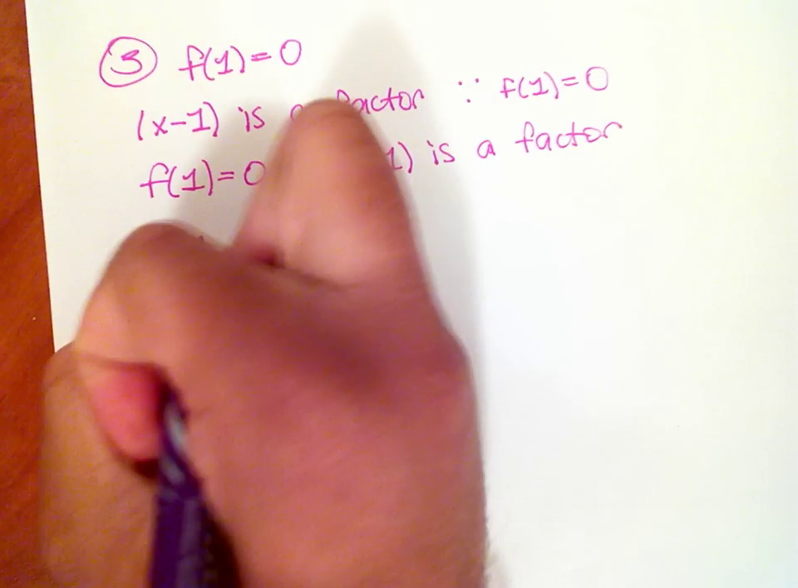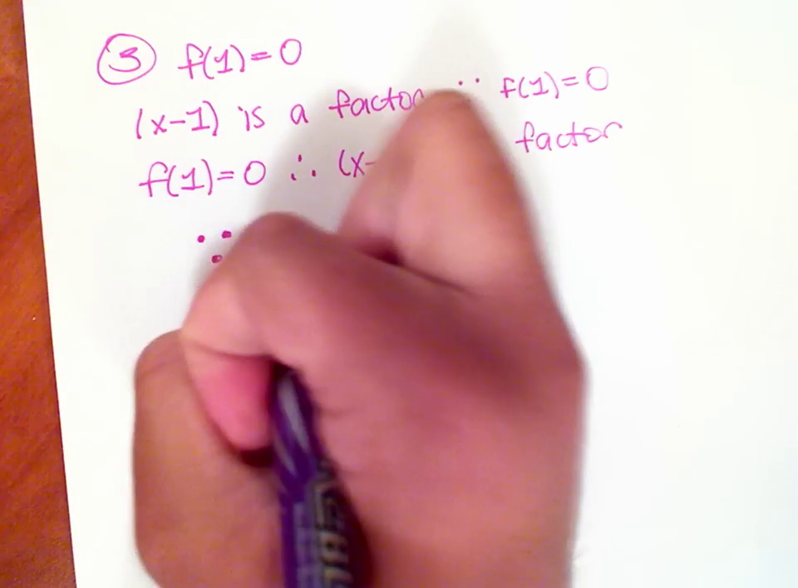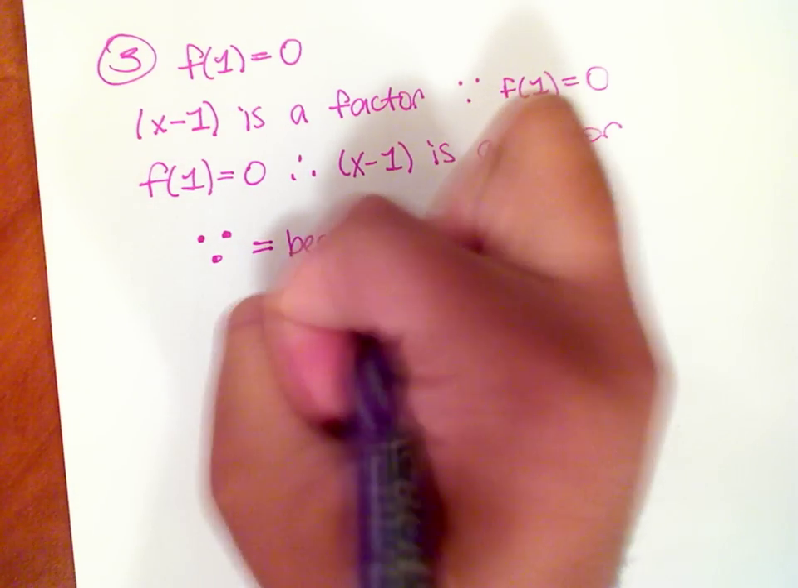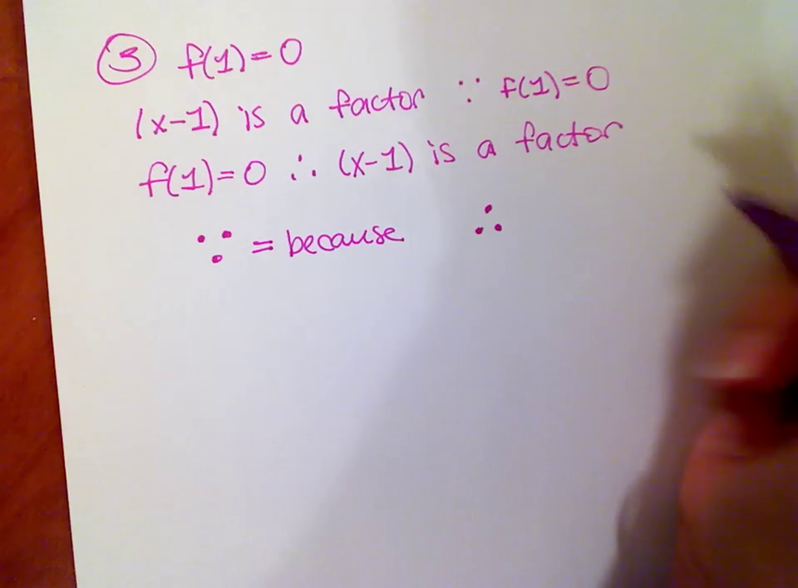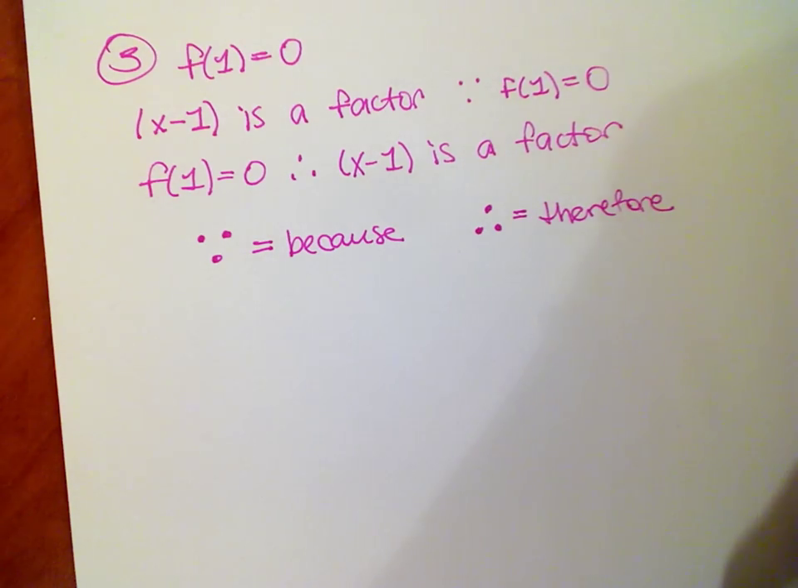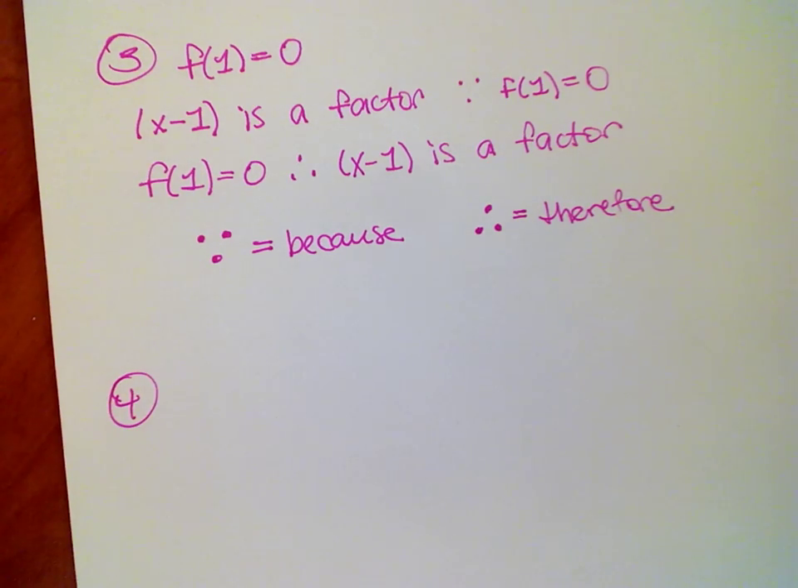So let's recap. So this right here is because, and this right here is therefore. Alrighty, so now let's take a look at number 4. So number 4 wants us to evaluate f of negative 3.